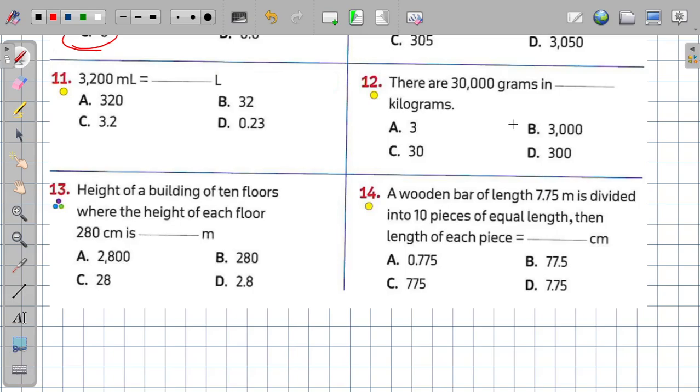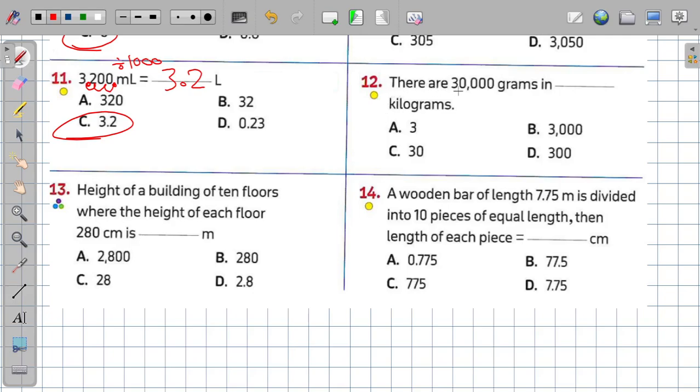Next, I have 3,200 milliliter equals how many liters? So I will divide by 1,000 because from milliliter to liter we will divide by 1,000. So dividing by 1,000, we will move the decimal point 3 places to the left. Where is the decimal point? It's right here. So I have 1 place, 2 places, 3 places. So it's now between 3 and 2. So I have 3.2 and it's C.